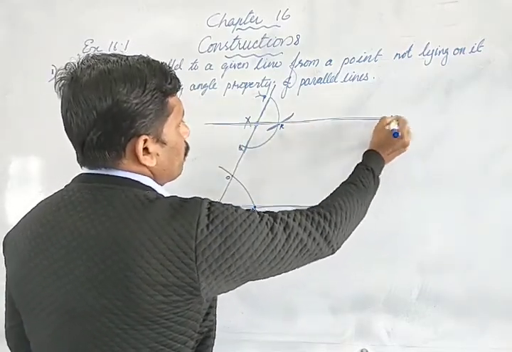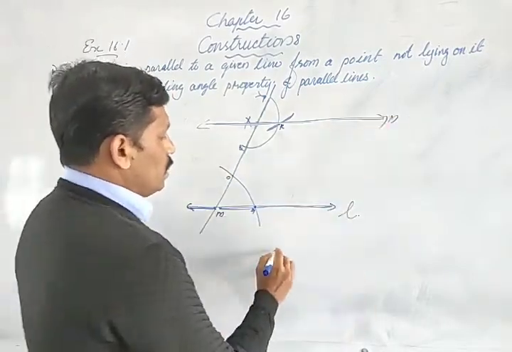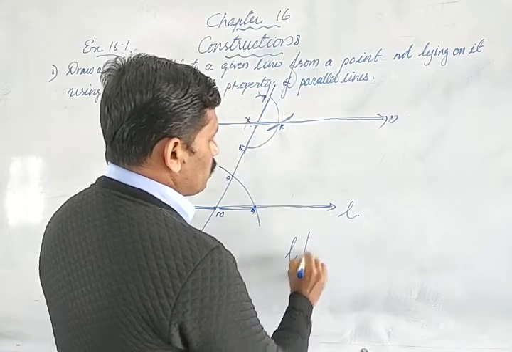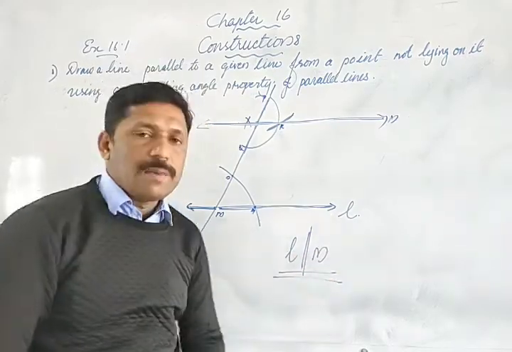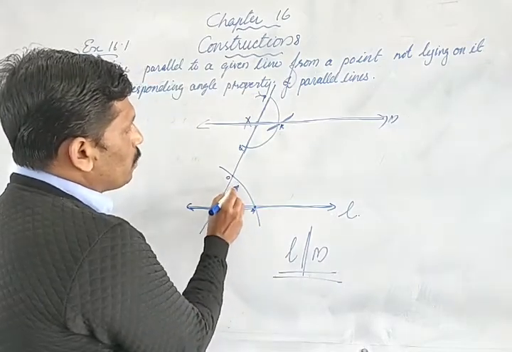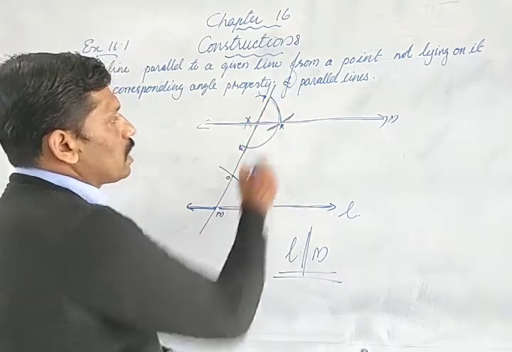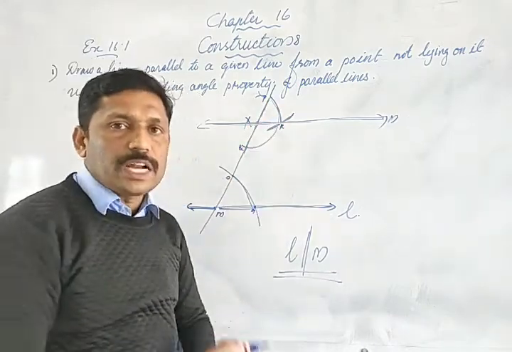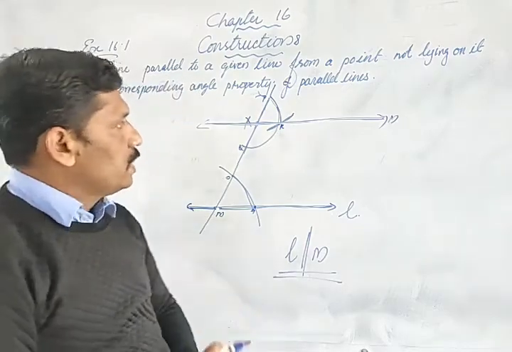Here you can give M, any name you can give, and that means here line L is parallel to line M. Lines L and M are parallel. Here you can see we have used the corresponding angle property, that means this angle and this angle will be equal. These two angles are called corresponding angles. So using corresponding angles, we have made a parallel line to a given line L.